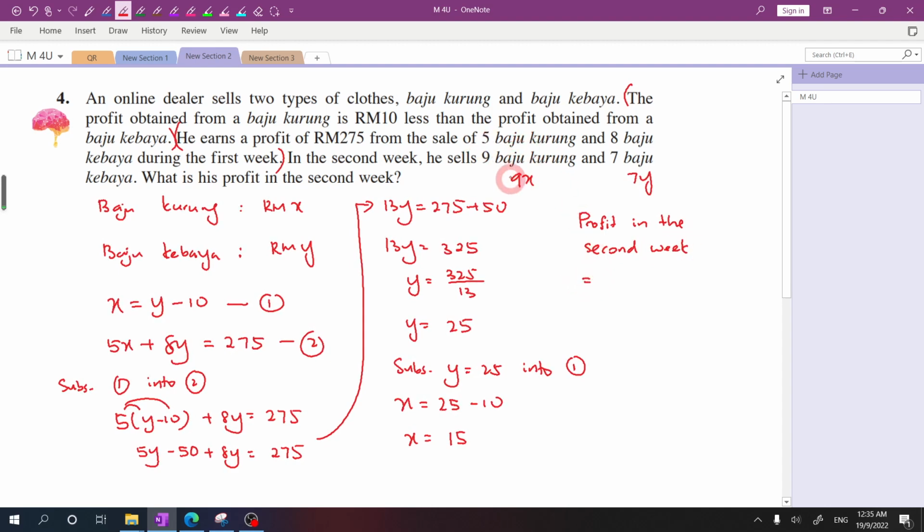Nine baju kurung will be 9x, and we know that x is equal to 15. 7 baju kebaya, which is 7y, and we know that y is equal to 25. Okay, just press your calculator. Here will be 135, 175. So the total answer, the total profit will be 310 ringgit.